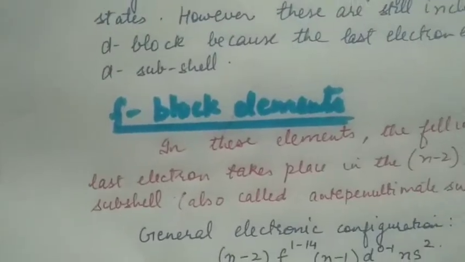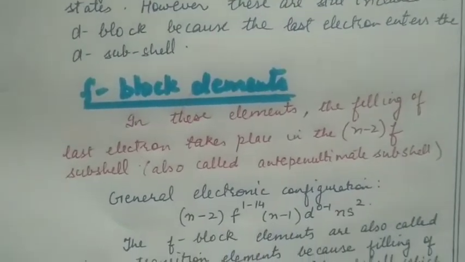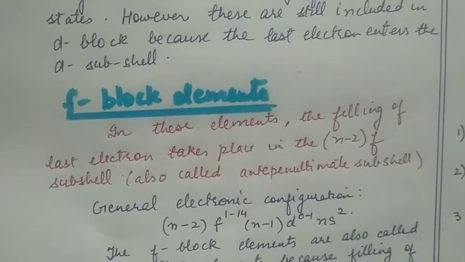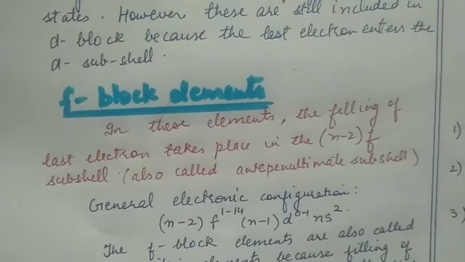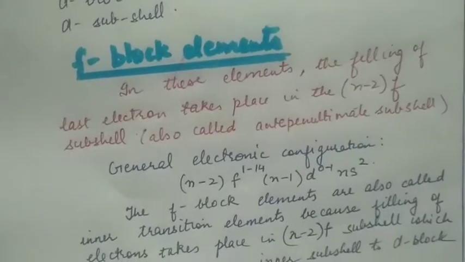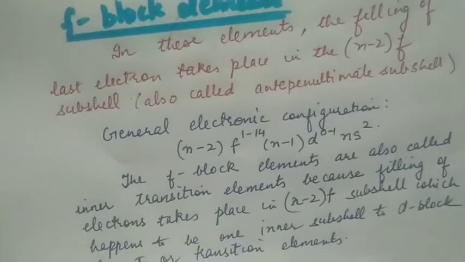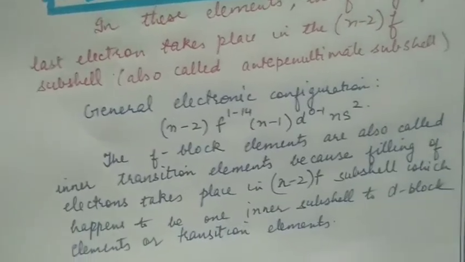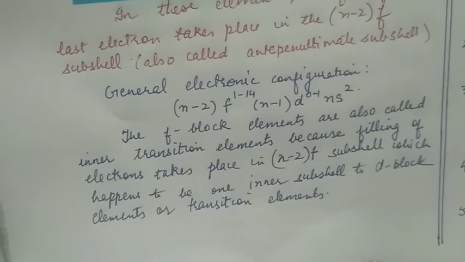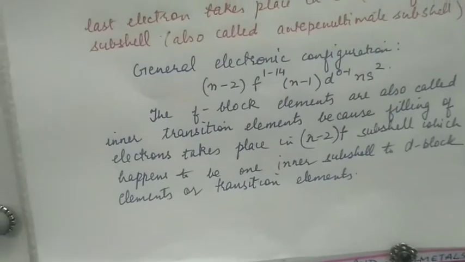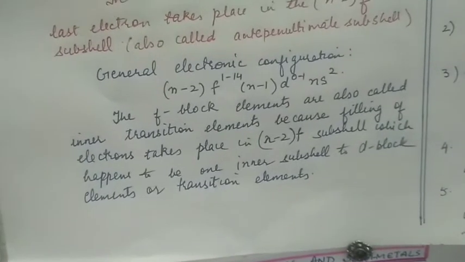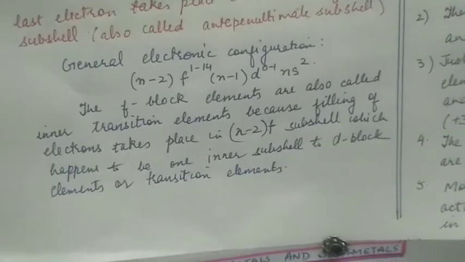The f block elements: in these elements the filling of the last electron takes place in the (n-2) f subshell. It's also called the anti-penultimate subshell. The general electronic configuration of f block elements is (n-2)f 1 to 14, (n-1)d 0 to 1, ns2. The f block elements are also called inner transition elements because the filling of electrons takes place in the (n-2)f subshell, which happens to be one inner subshell to the d block elements or transition elements.